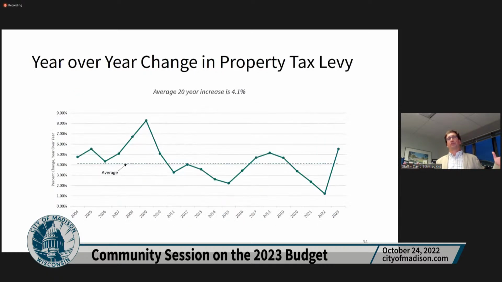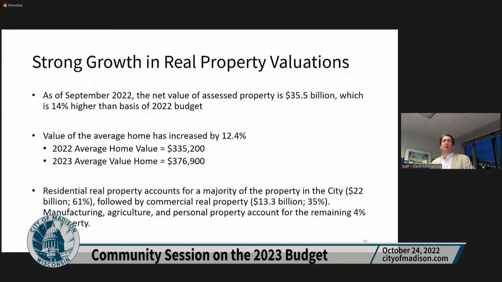So when we look at the change in the overall property tax levy over time, this is a 20-year look. The average is about 4.1% over time, and you can see how that's varied above or below the average. And this year is above the average. Mentioned earlier the strong growth in property values, up about 14%. The average value home has increased by 12.4%.